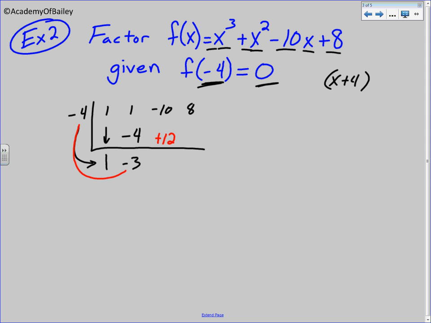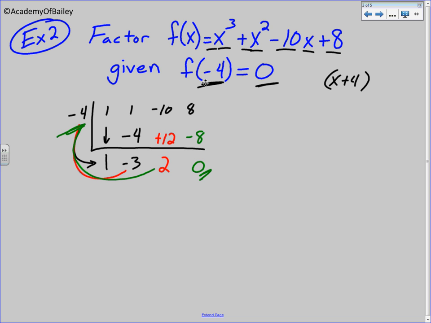Add negative 10 and positive 12 together. That gives you a positive 2. So that's positive 2, and now negative 4 times positive 2 will give us negative 8, which then added to positive 8 makes 0, which is what we're looking for. Since negative 4 was a solution, we should not get a remainder.